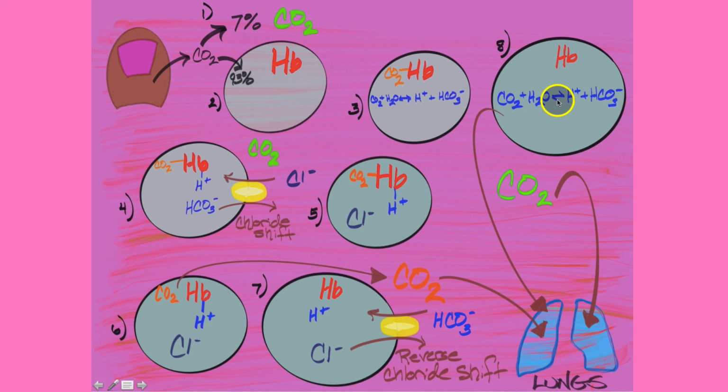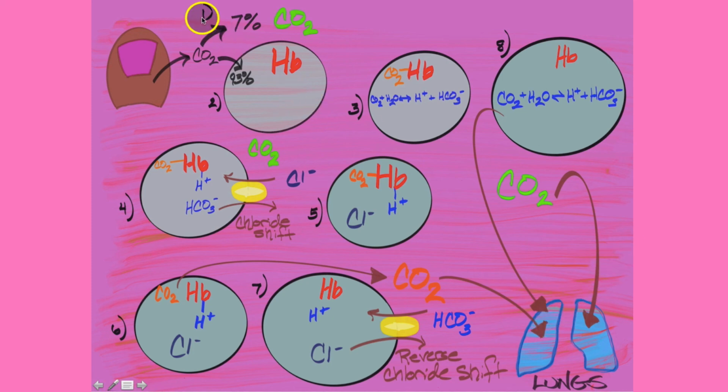That's going to create carbonic acid, which I'm not showing here. And the carbonic acid will dissociate into water and CO2. That CO2 will proceed to move down its partial pressure gradient into the plasma, then into the lungs, and get exhaled. That is transport of CO2.